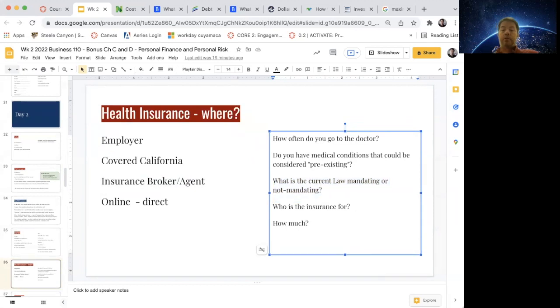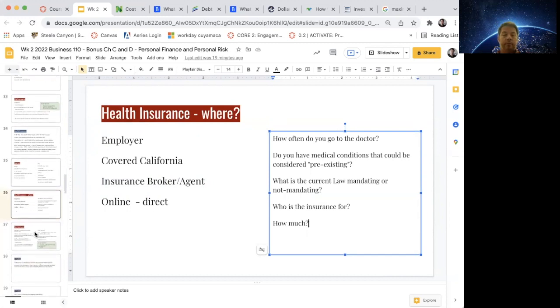Okay. You should also think about who is the insurance for. So for me personally, I don't necessarily need the insurance for myself, but I do need it for my daughter. So who is the insurance for? What's it for? And then how much can you actually afford? I've been there where you can't afford much, and so you get what you can. And then when the opportunity arises and you can get better coverage and you can afford it, then you probably should consider doing that.